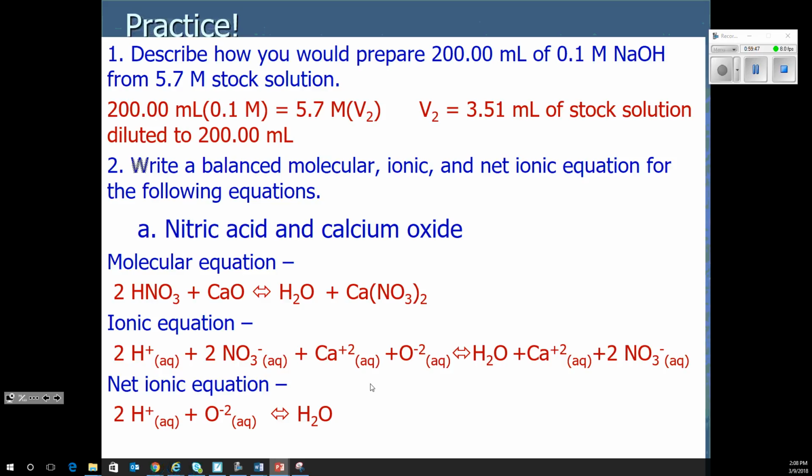Okay, how do we do? I didn't get to number 2, but the spectator ions at number 2, I'm going to use green this time, were nitrate and calcium. So calcium and nitrate dropped out.